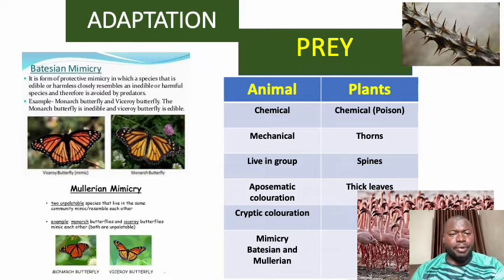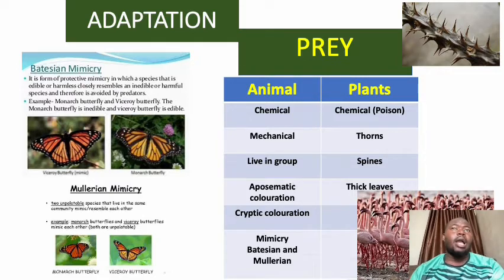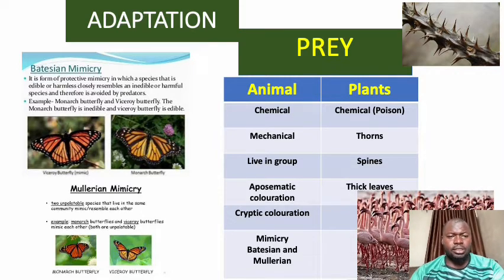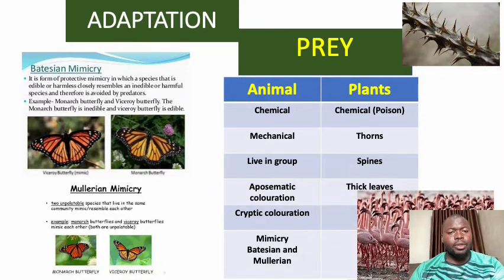The majority of the prey live in groups, which is also a form of adaptation. Some have aposematic coloration, which is a bright coloration that tends to deter some of the predators. Some have cryptic coloration, which is like camouflage. So cryptic coloration is the opposite of aposematic coloration. They tend to blend with their environment.